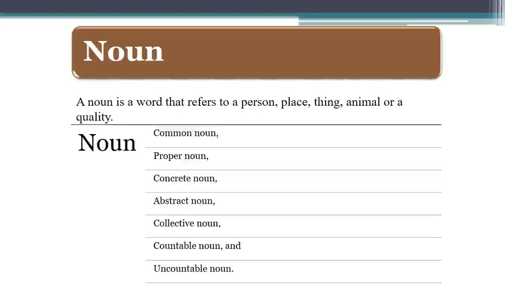We have different types of nouns. We have common and proper nouns. We have concrete and abstract nouns. We have collective nouns, countable and uncountable or non-count nouns. All of these are the different types of nouns. So we shall be taking a look at each of them in this lesson.